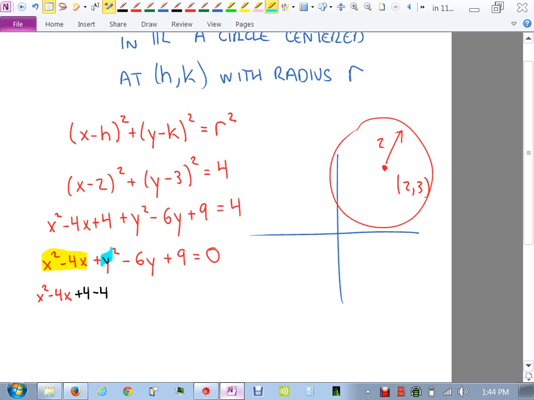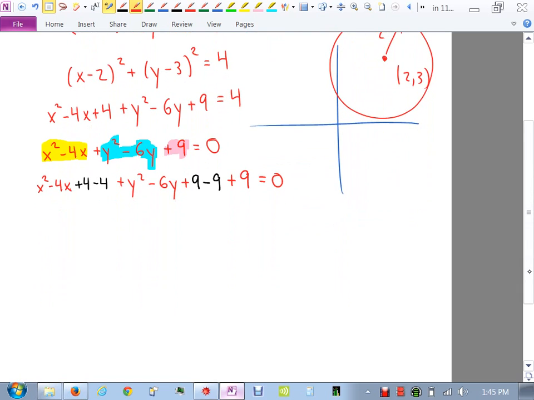Then you do the exact same thing for the y squared minus 6y. You would take half of negative 6, which is negative 3. You'd square it, which is 9, and then add and subtract 9. So you would get this, plus y squared minus 6y, plus 9 minus 9. But then what do I still have there? That plus 9, right? So I would have had to account for that, plus 9, and then I have equals 0.